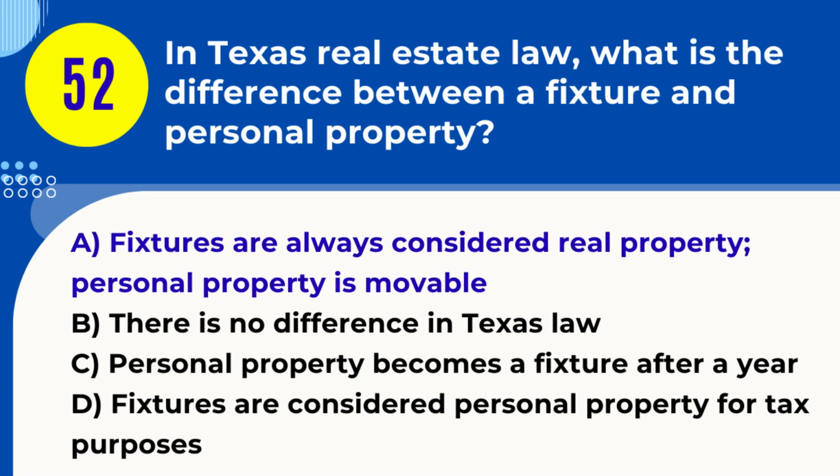Answer: A. Fixtures are always considered real property. Personal property is movable. Explanation: In Texas real estate law, a fixture is an item that is permanently attached to the property and is considered real property. Personal property is movable and not permanently attached to the land or building.